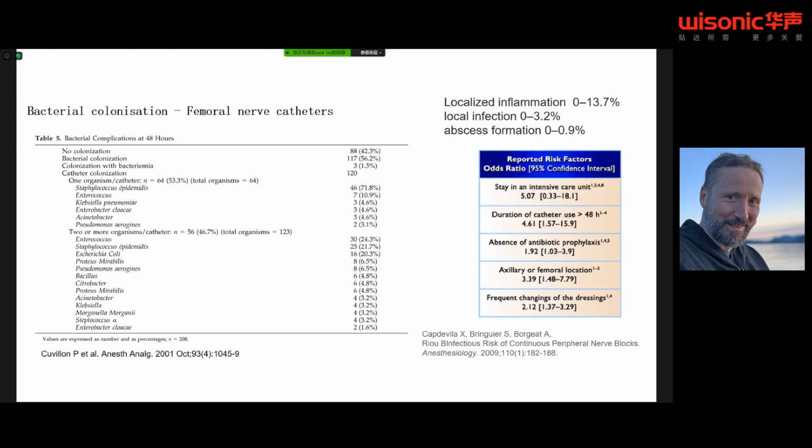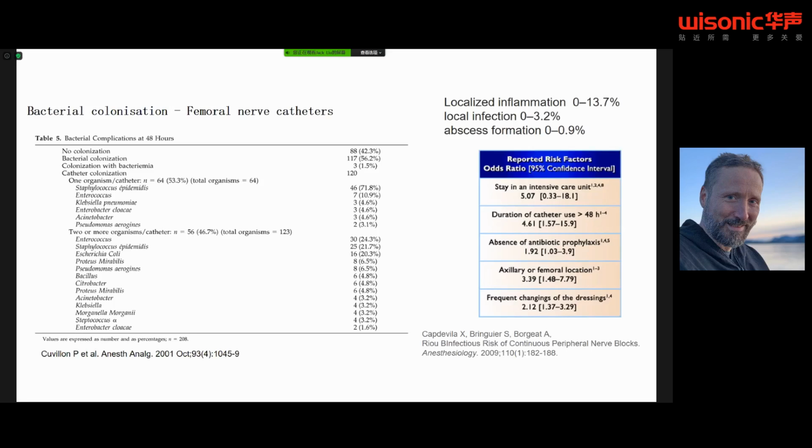As I mentioned in the beginning, we might be worried to get an infection when performing regional anesthesia techniques, when putting in a needle or catheter in our patients. And actually the incidence of such infections when it comes to catheter placement is quite high. After 48 hours, in more than 50% of our patients, we will find some bacterial colonization. And you see these on the list on the left-hand side from a study of Covillon and colleagues.